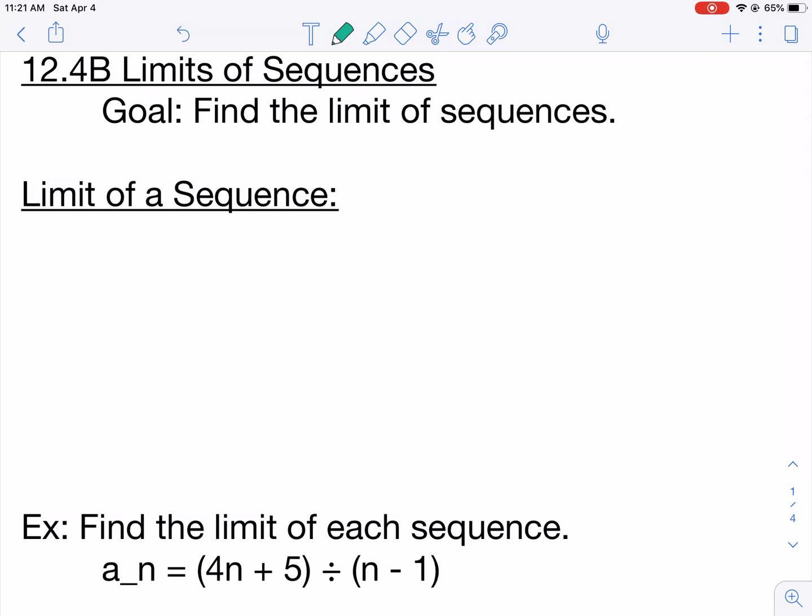Hey guys, so we're doing the second part of section 4. So still doing limits at infinity. Now they specifically talk about it in terms of sequences.